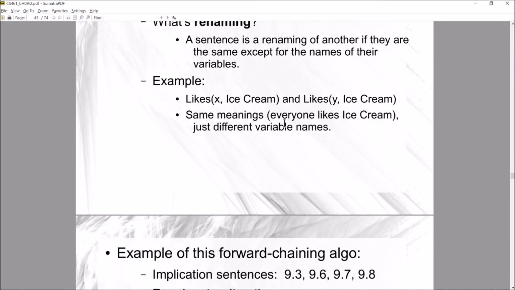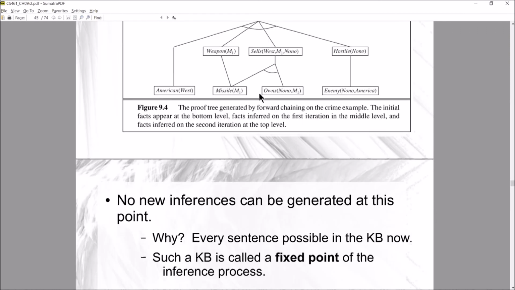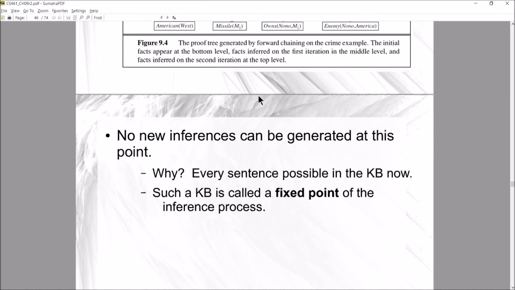So go back to the proof tree here, and you've got American and West, weapon M1, and sells West M1 to no, and no, no's hostile. Therefore the conclusion that we can draw is that West is a criminal. All right, so there's no new inferences that can be drawn. Why not? Every possible sentence that we could have created is in the knowledge base now, and once you have a knowledge base that's in that state, that's referred to as a fixed point within the inference process.